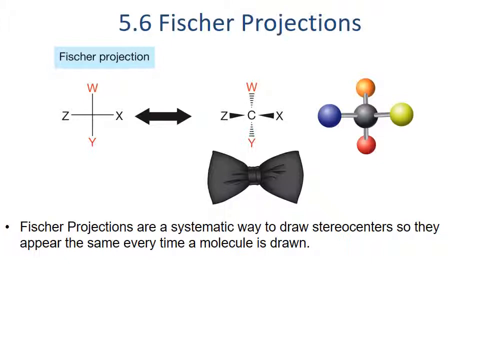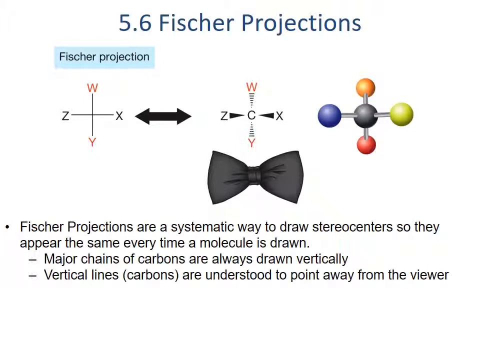In a Fischer projection, we follow a set of rules for orienting each chiral center so that every time we draw the molecule, it is in the same orientation. The first rule is that we are always going to have the main chain of carbons oriented vertically, with number 1 on top. Every time the bonds come together in a cross, that represents a chiral center. The vertical lines at this center are interpreted as pointing away from the viewer.